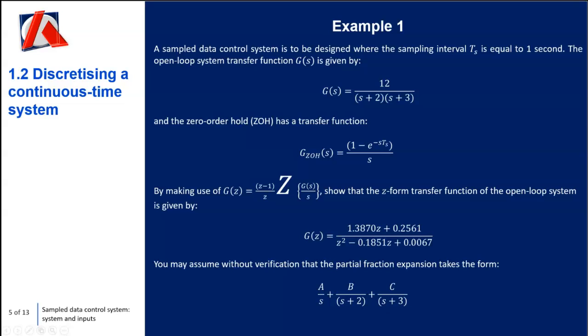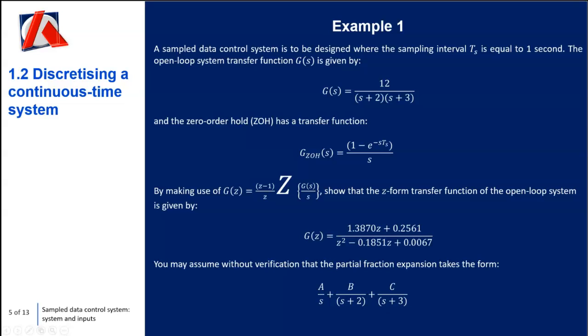So G(s) is 12 over s(s + 2)(s + 3). It's got a zero order hold with a transfer function of this. That's the form that you're going to see quite often. Well, you're going to see continuously for the zero order hold. Then by making use of G(z) equal to this equation that we just saw, show that the z form transfer function of the open loop system is given by this.